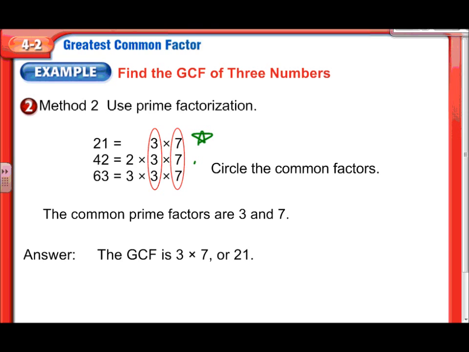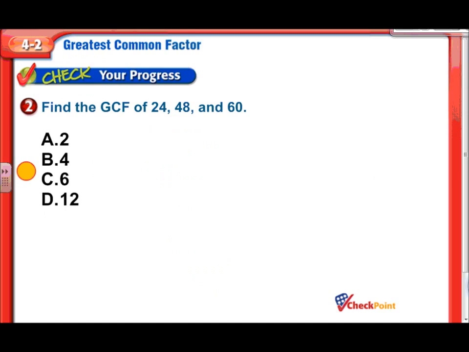42's prime factorization is 2 times 3 times 7. And 63's prime factorization is 3 times 3 times 7. So the next step is to circle those common factors. They each have a 3, they each have a 7. So you multiply those two numbers together that they have in common, and 3 times 7 is 21. All right, let's give this a try.